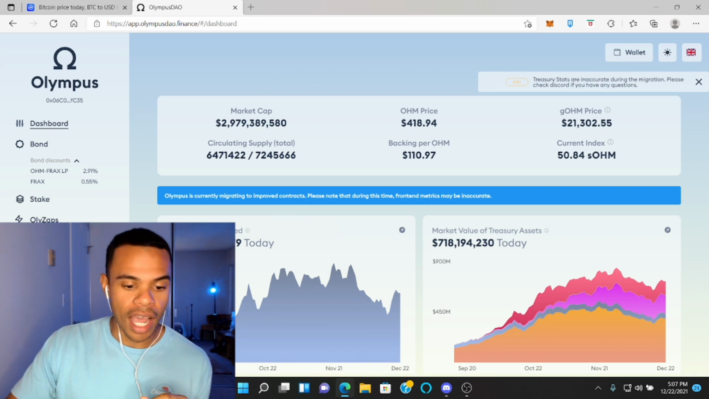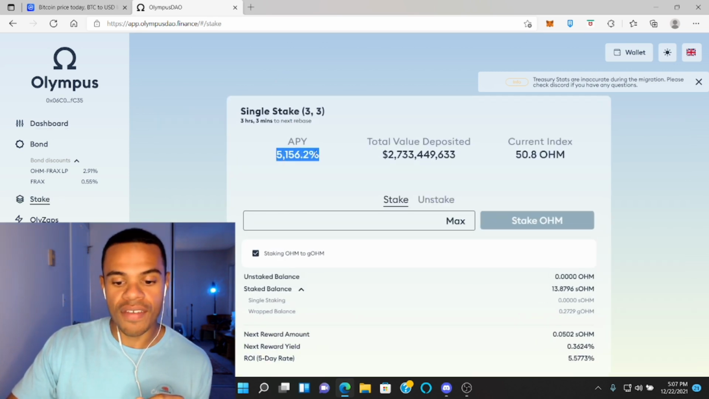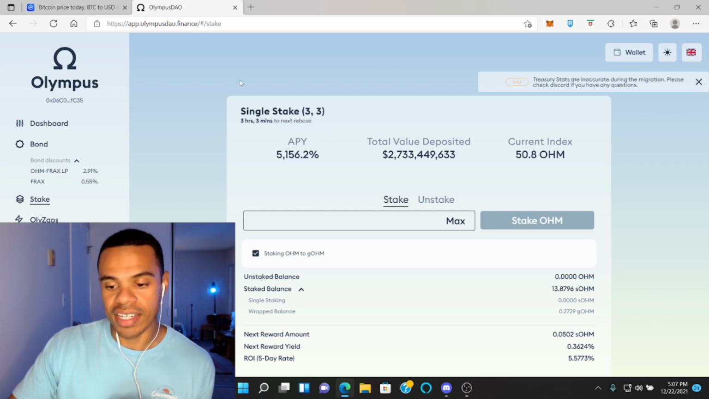I believe right now it's about 280 days or 81 days, something like that, until we have this crazy APY. If you go over here to the staking, you can see that it's still at 5,156% APY right now, which is absolutely fantastic in my opinion.